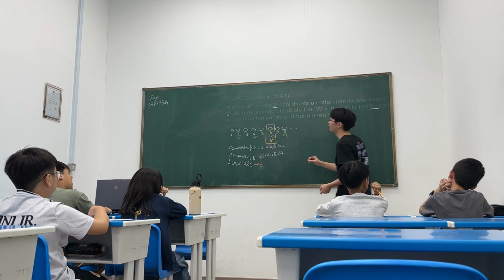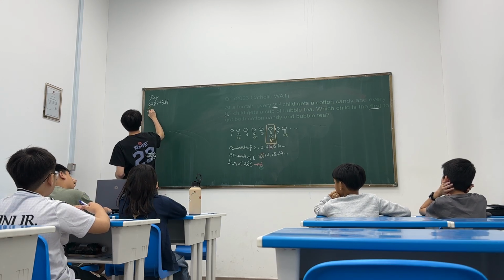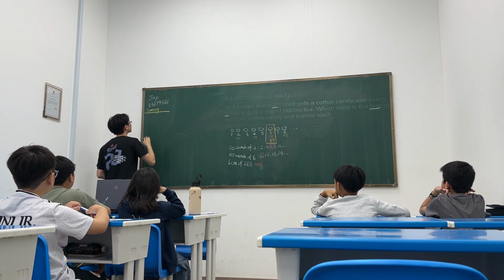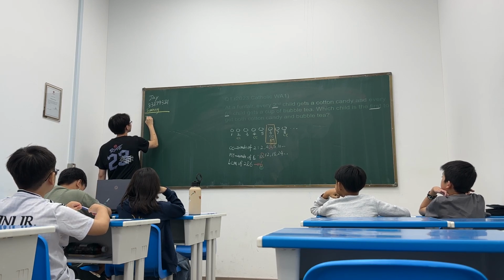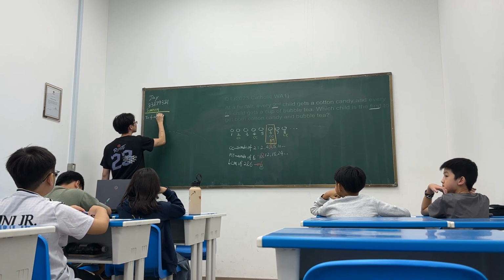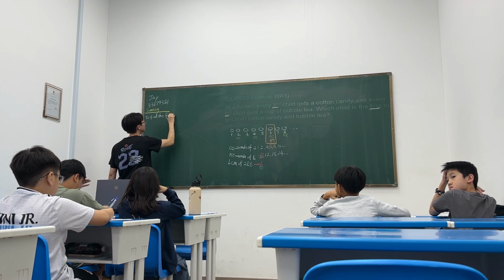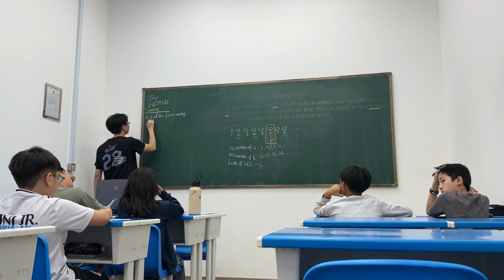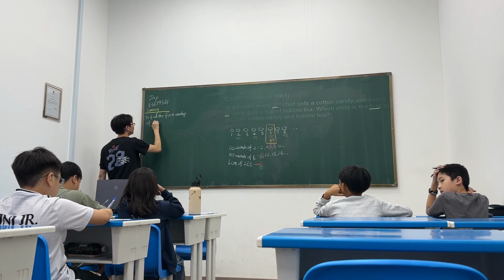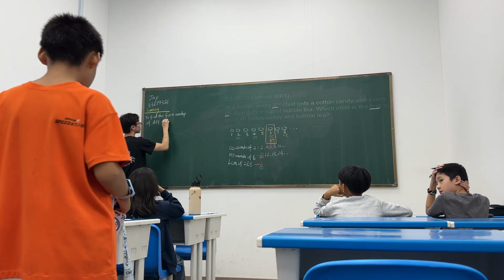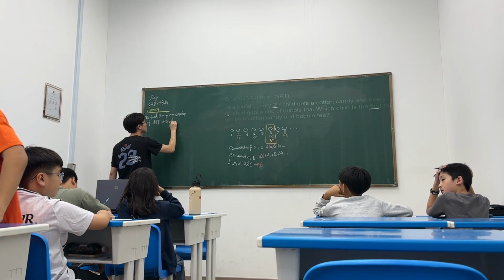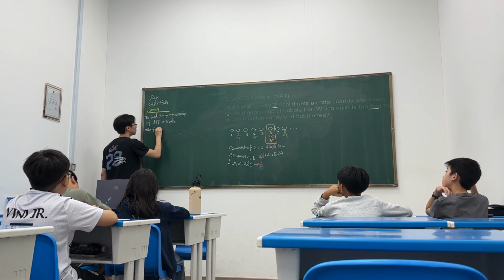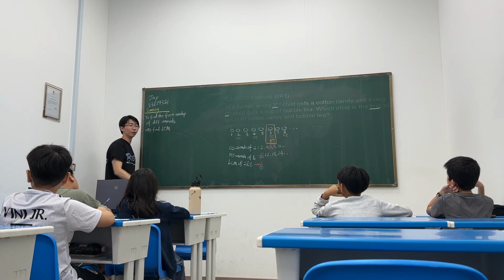Okay, let me write down in the summary here. So in summary, now if you're going to find the first occurrence, the first overlap of different intervals, then you'll find their least common multiple.